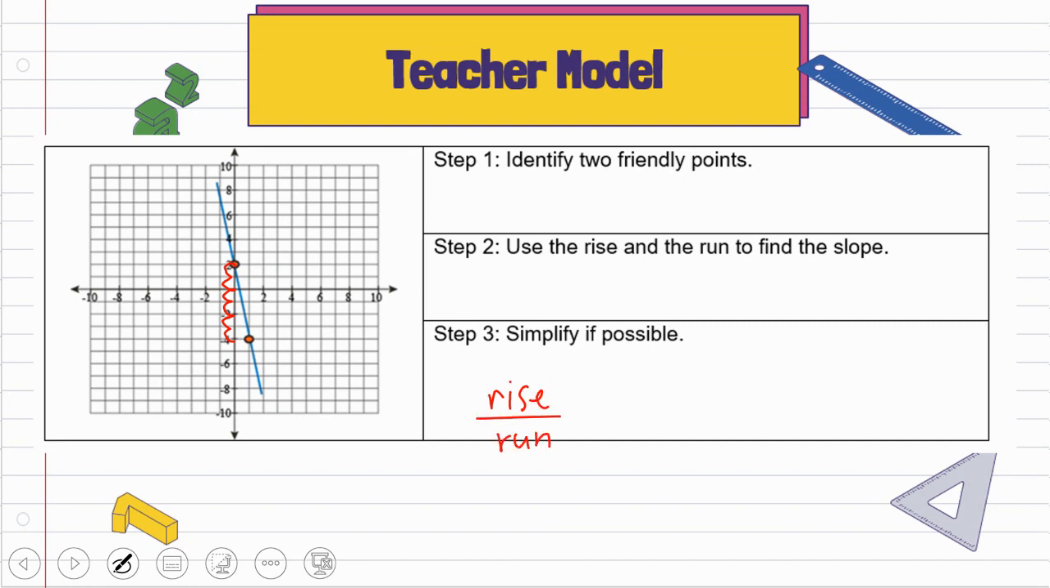over my run along the y-axis, it was 6. Because I went down 6, that is a negative 6. For my run, I'm going to go across to the other friendly point, and I did it once. Slope is represented by m. M equals negative 6.